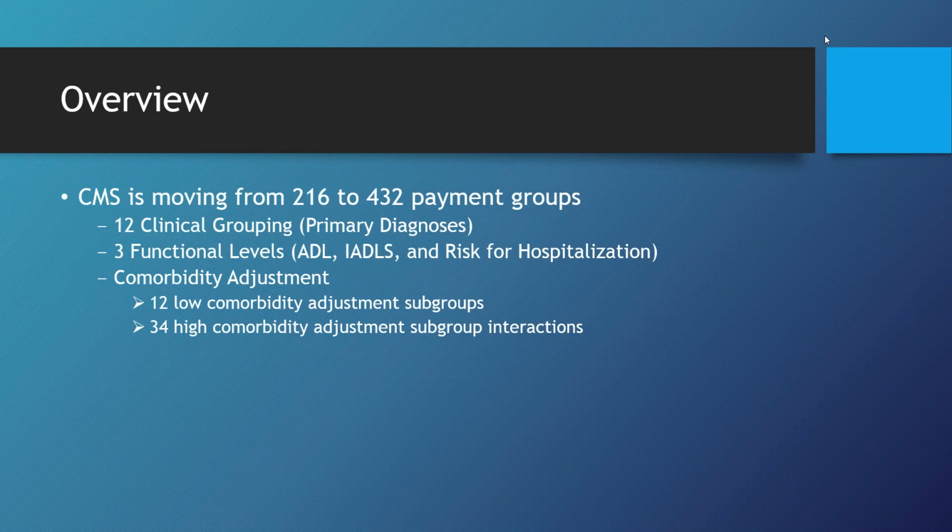There are 12 low comorbidity adjustment subgroups and 34 high comorbidity adjustment subgroup interactions, meaning there are at least 2 diagnoses that fall into a separate comorbidity subgroup that interact with each other.